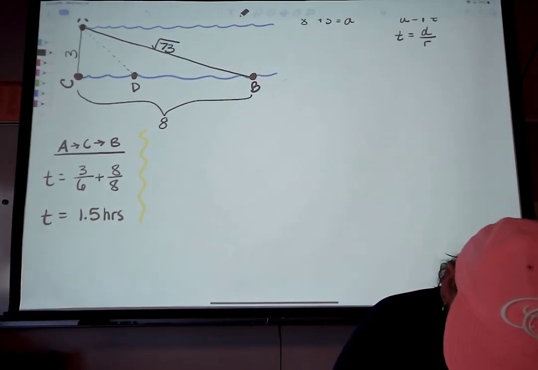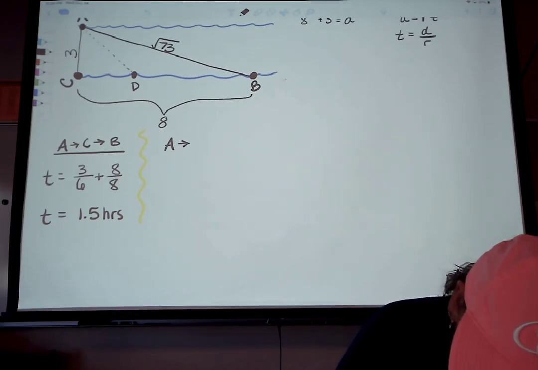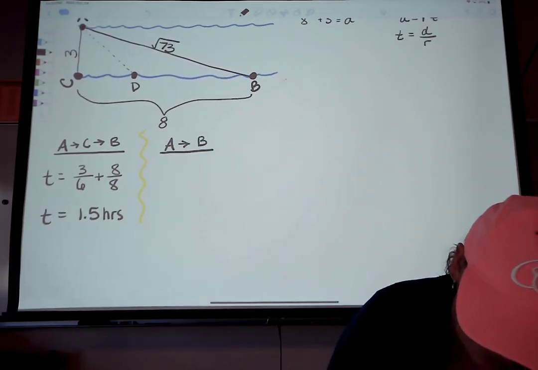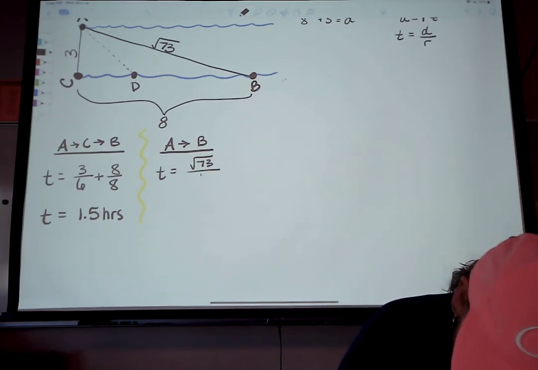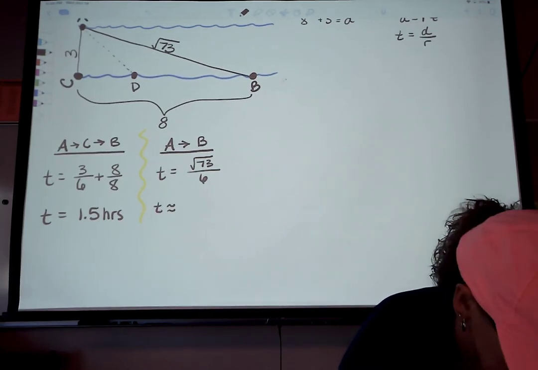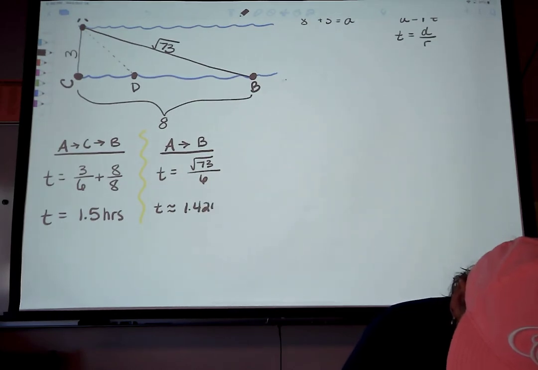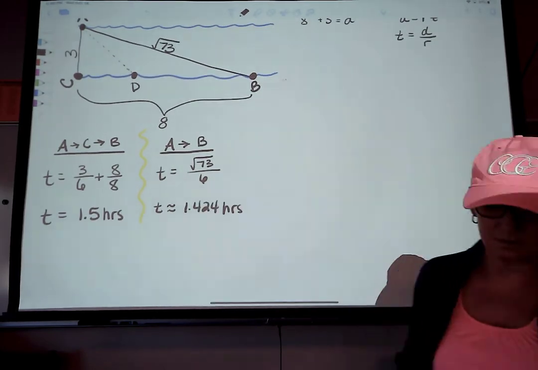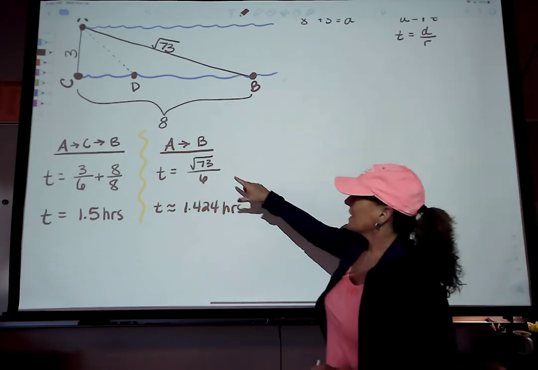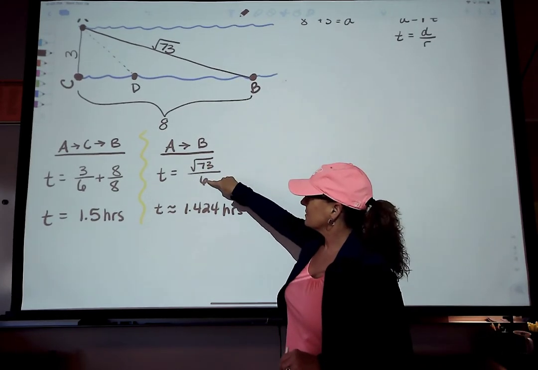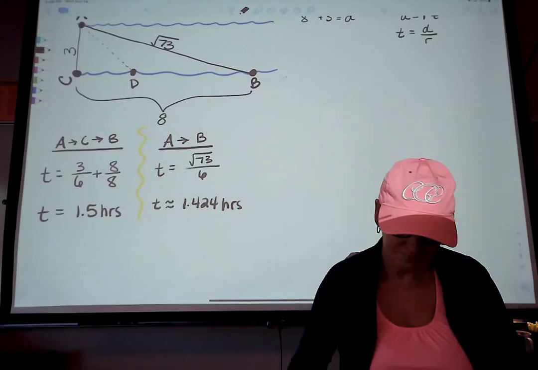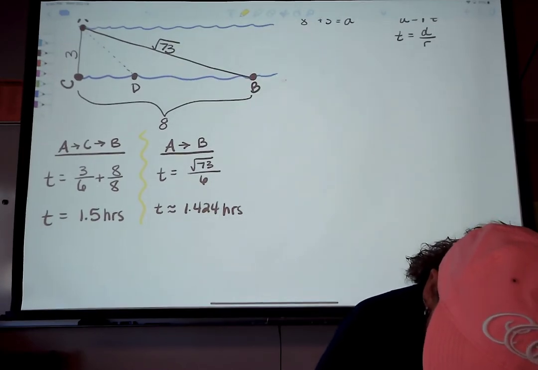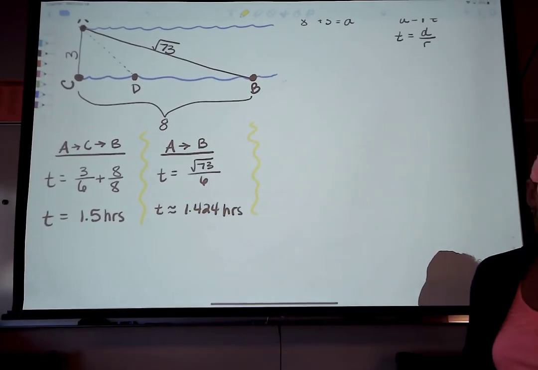Okay. Option number 2. What if he rows from A directly to B? Time equals distance divided by rate. All right, so we figured out using Pythagorean theorem, this is his distance, this is his rate, got out my calculator. Okay, better.